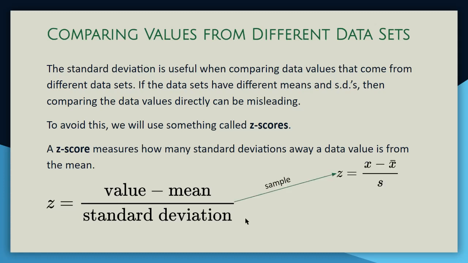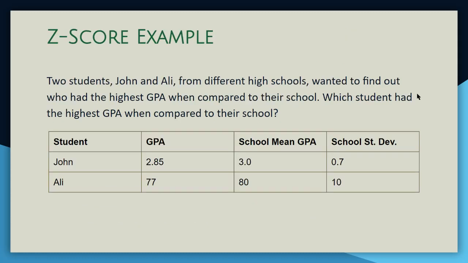For a sample, you're using x bar and s. For a population, you're using mu and sigma, but you'll notice the resulting calculation is the same regardless. So it's data value minus mean divided by standard deviation. Let's do a quick example so we can see how this is useful.